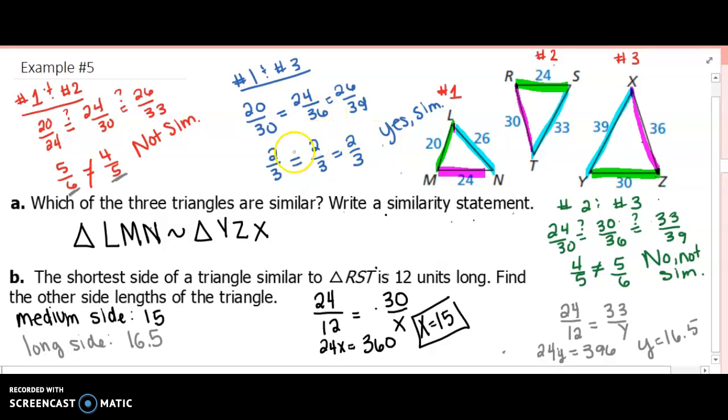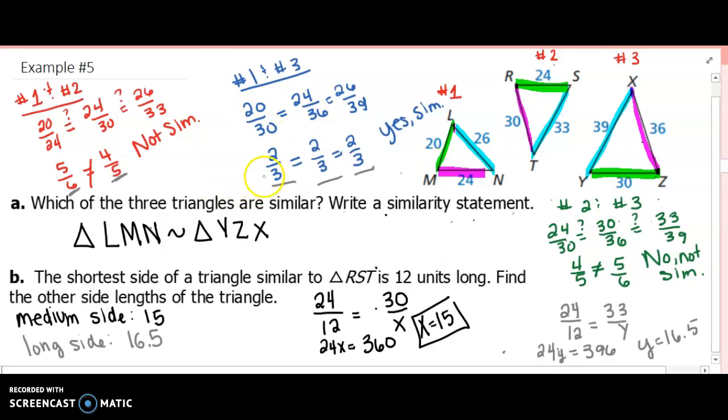Then I checked 1 and 3, and I noticed that all 3 of them simplifies to 2/3. So they do have the same ratio. So these are similar. 1 and 3 are similar. And then I checked 2 and 3, and once again I did the short side, the middle side, the long side. And after I checked the ratio of the short side and the middle side, I realized right away it was a waste of time to even do the longest side because they were already not similar.